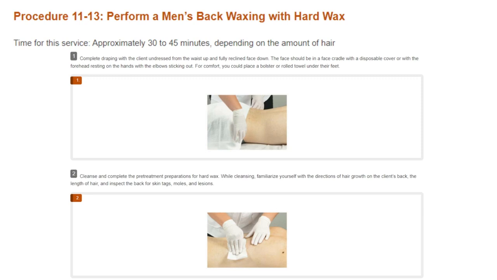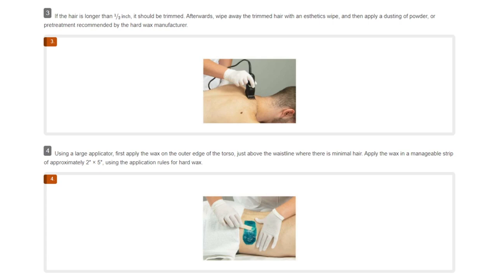2. Cleanse and complete the pre-treatment preparations for hard wax. While cleansing, familiarize yourself with the directions of hair growth on the client's back, the length of hair, and inspect the back for skin tags, moles, and lesions. 3. If the hair is longer than 1/2 inch, it should be trimmed. Afterwards, wipe away the trimmed hair with an aesthetics wipe, and then apply a dusting of powder or pre-treatment recommended by the hard wax manufacturer.